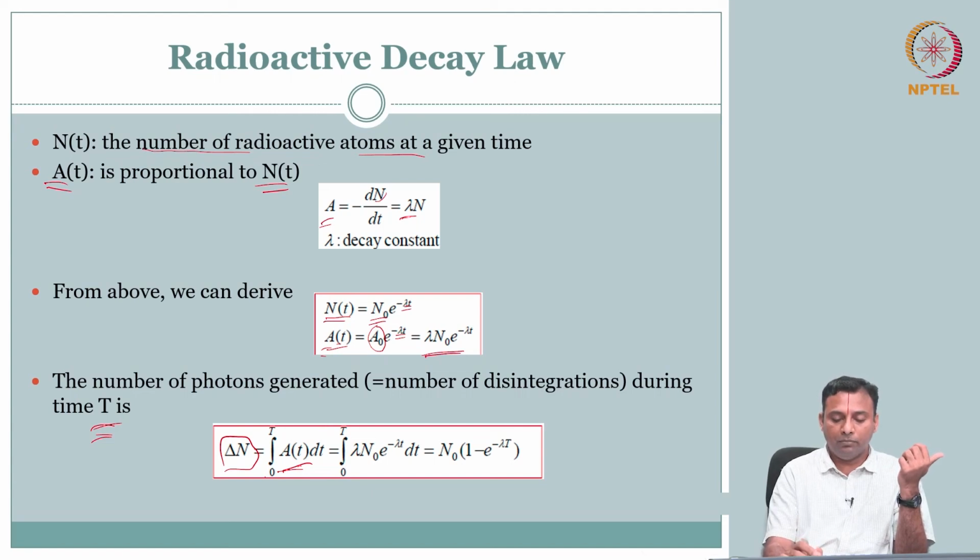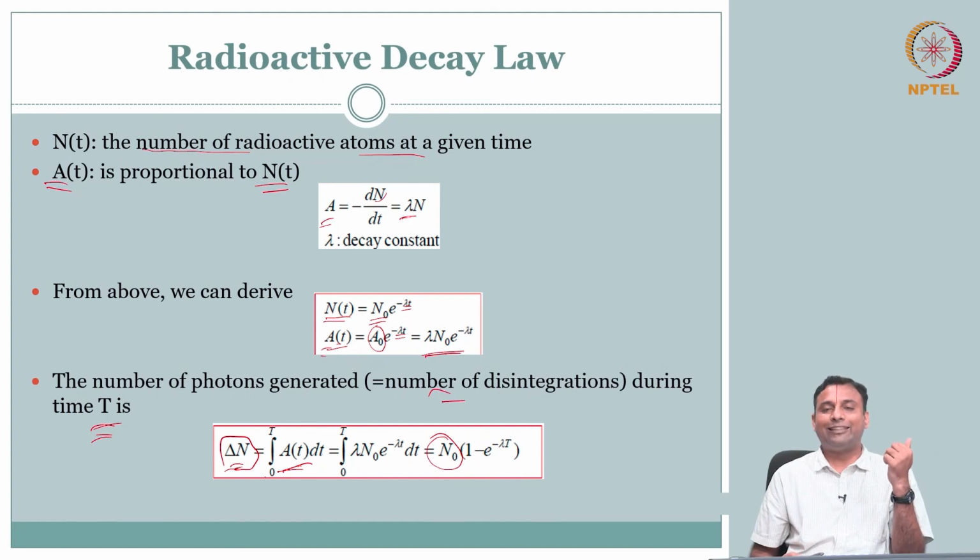So you have some n0 at t equal to 0, these are radioactive atoms, times 1 minus e power minus lambda t. So n naught minus n naught e power minus lambda t is your leftover. So the number of photons that are generated is equal to your number of disintegrations, clear. Fine. So this is actually a good place to just quickly think about one concept.